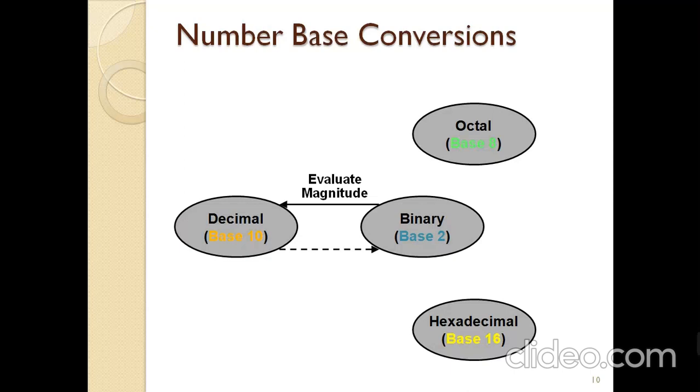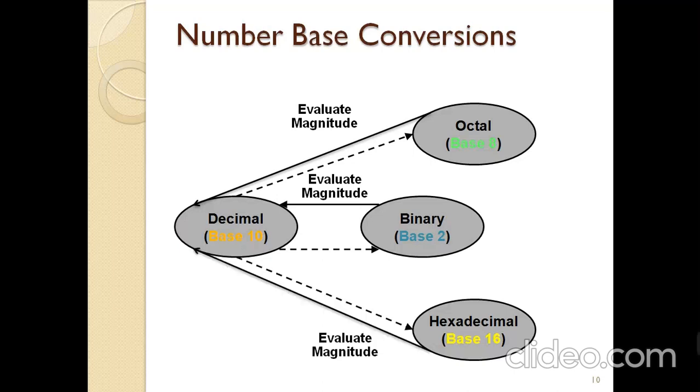First, the conversion is done on binary to decimal or decimal to binary, which is its equivalent magnitude. That is base 10 to base 2 or base 2 to base 10. The next one is octal to decimal and then decimal to octal, which is base 10 to base 8 or base 8 to base 10. Then the third one, base 10 to base 16, base 16 to base 10.